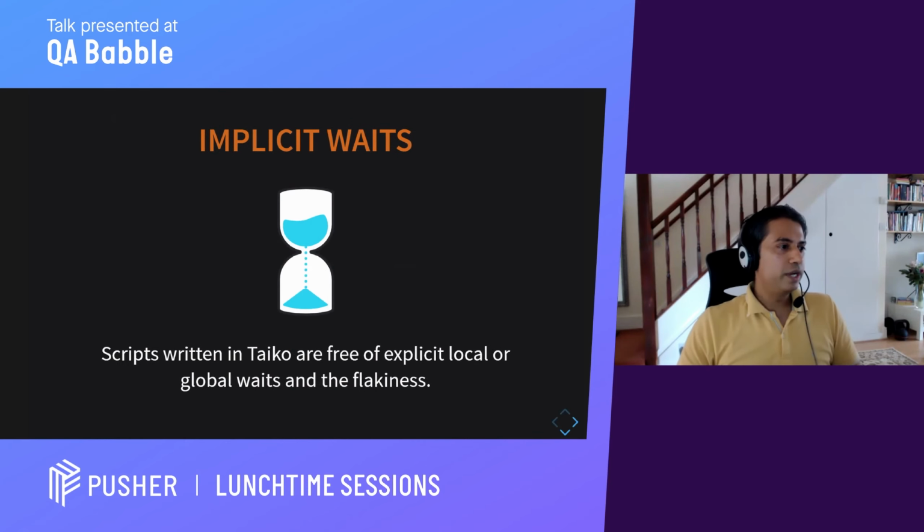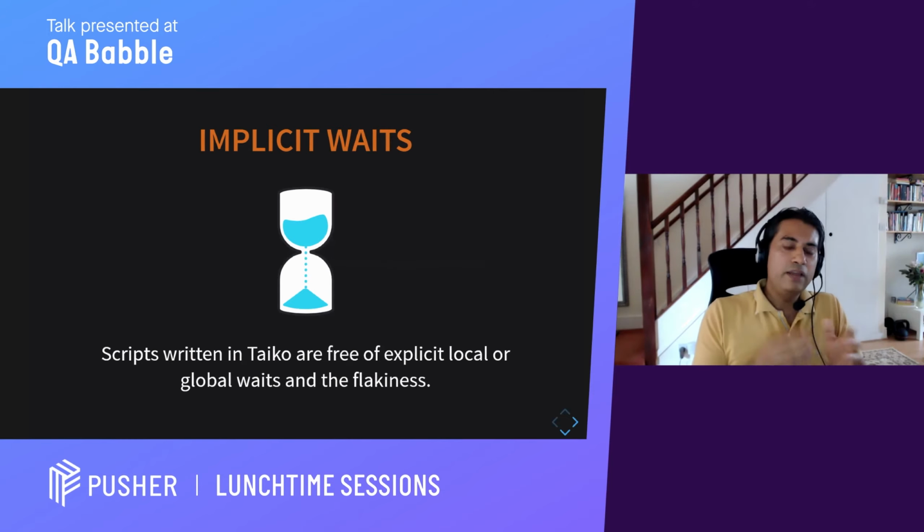Implicit waits. Scripts written in Taiko are free of explicit local or global waits and the flakiness. In most of the scripts that we are currently using, we have to define explicit waits, like wait for this much time, wait this or wait that. In Taiko, it will actually wait for a particular action to finish and then move on to the next step. But in some cases where you actually want to define the waits, you can do that as well. There is an option where you can explicitly define wait for, and it will wait for that particular duration of time. But by default, you don't have to define it, and the script will run as is whenever you execute it.